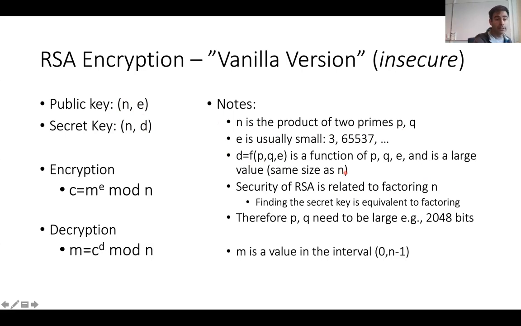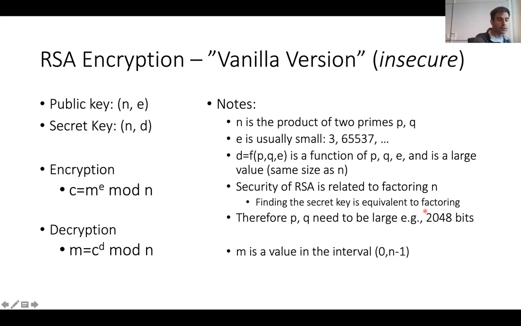And it turns out that it's even equivalent. If you can compute D from N and E, then you can efficiently find P and Q as well. So finding the secret key in RSA is equivalent to factoring. Therefore, the primes that you use in RSA, P and Q, must be very large. They must be something like 2,000 bits.